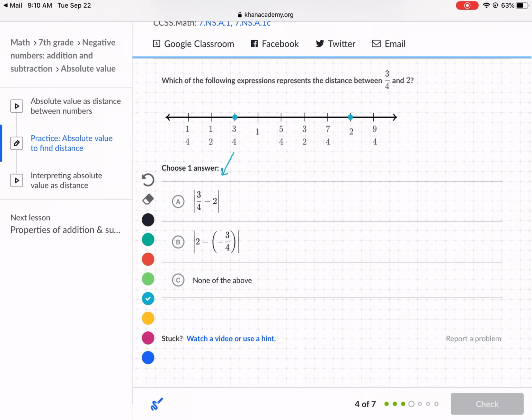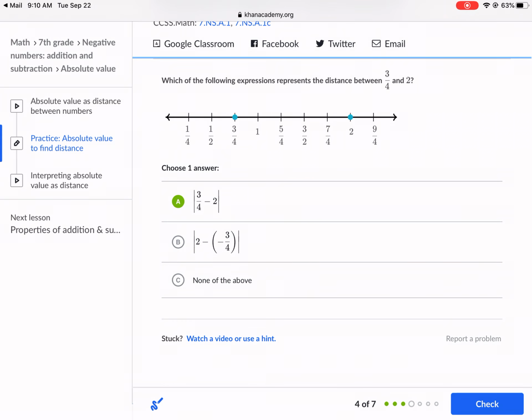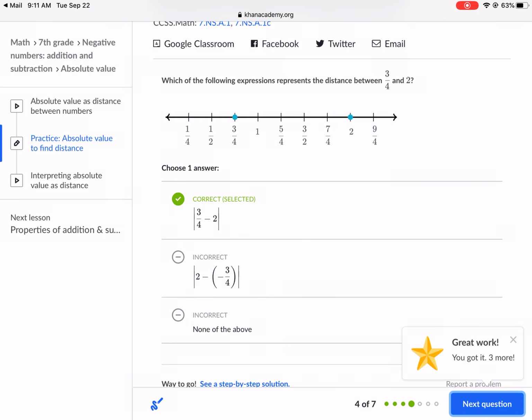We're talking about the difference. So anytime we're talking about the change or the difference, or between, we're talking about subtraction. So we subtract the positive 2 from 3/4, and because we're taking the absolute value, we're going to get the correct answer. That's kind of the power of absolute value. So we're going to choose option A. Gives us our correct answer.